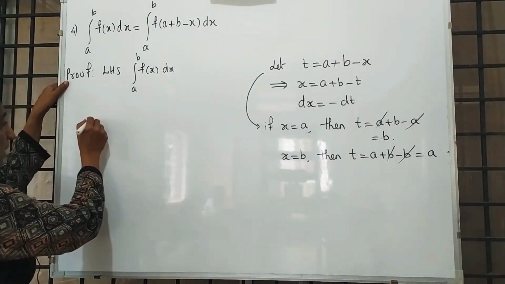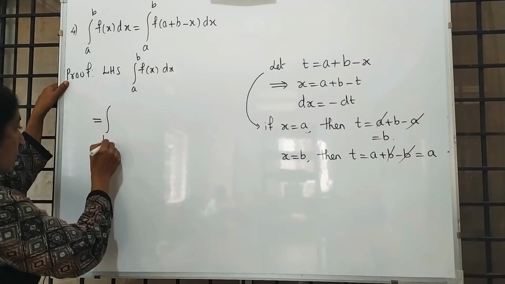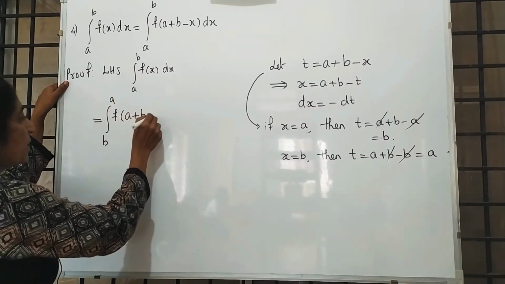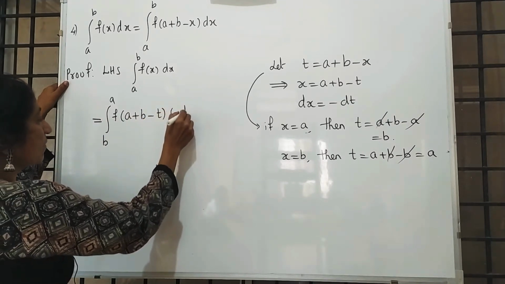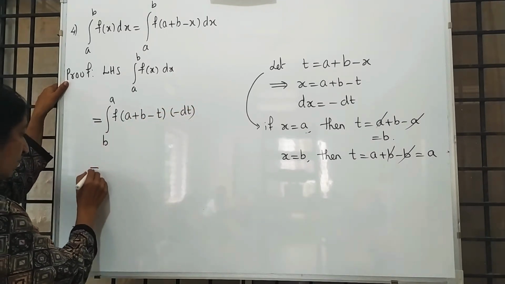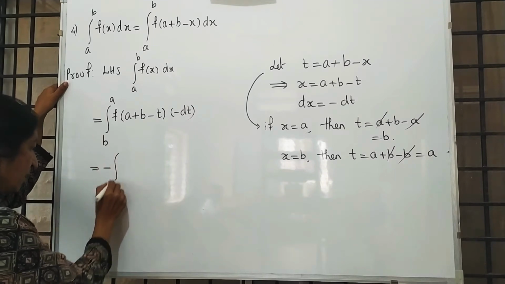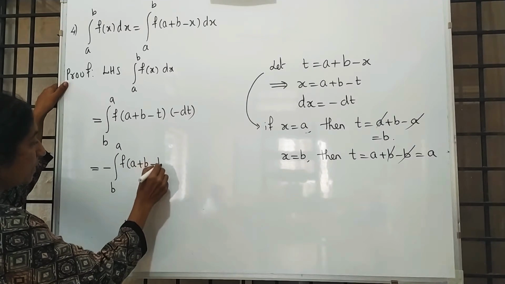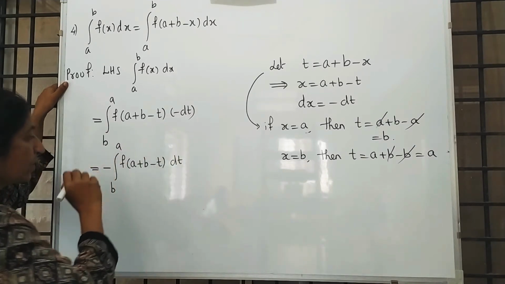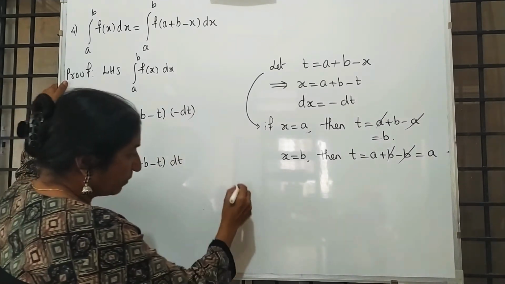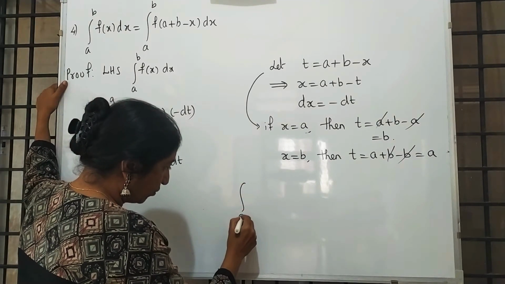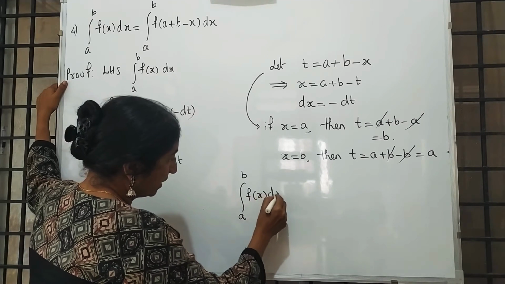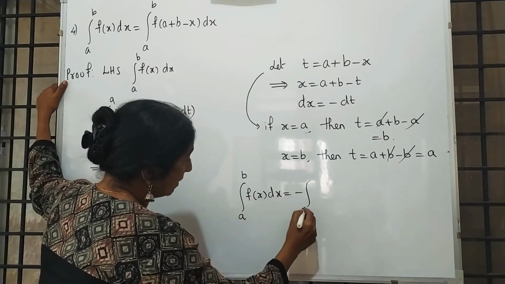So how do you write the integration? It is b to a, f of a plus b minus t, minus dt. That minus comes out. Minus integration from b to a, f of a plus b minus t into dt. And in one of the properties, just in today's class only, we know that for integration from a to b, f of x dx, if you interchange the limits, the sign will change.